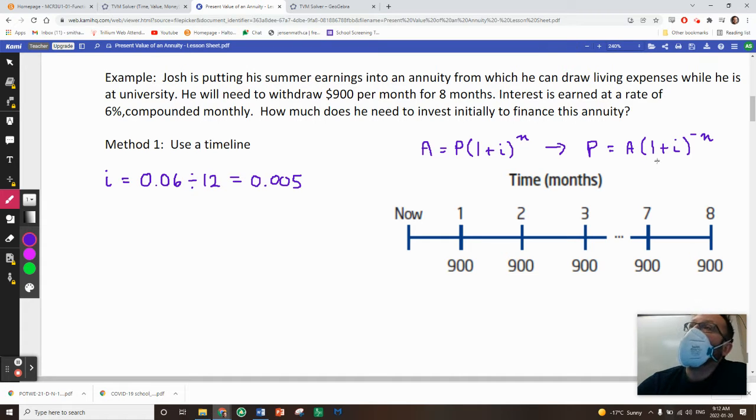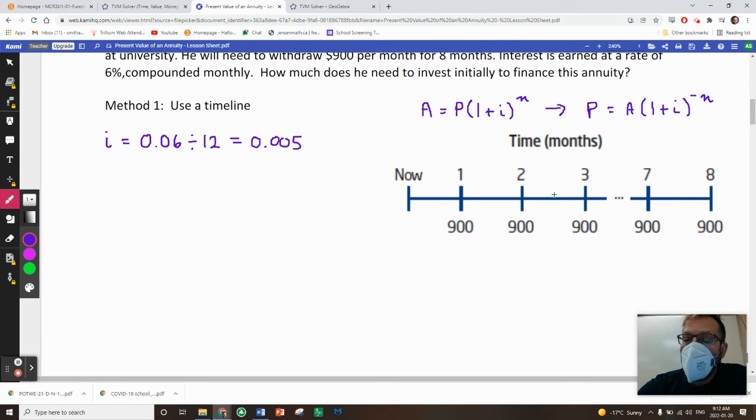We're going to do this one by hand using a timeline. You guys are going to see that it sucks and it's very impractical. And then we're going to develop 2 ways to do this, one using formula, connecting it to series, and one using the TVM solver. So let's dive in.